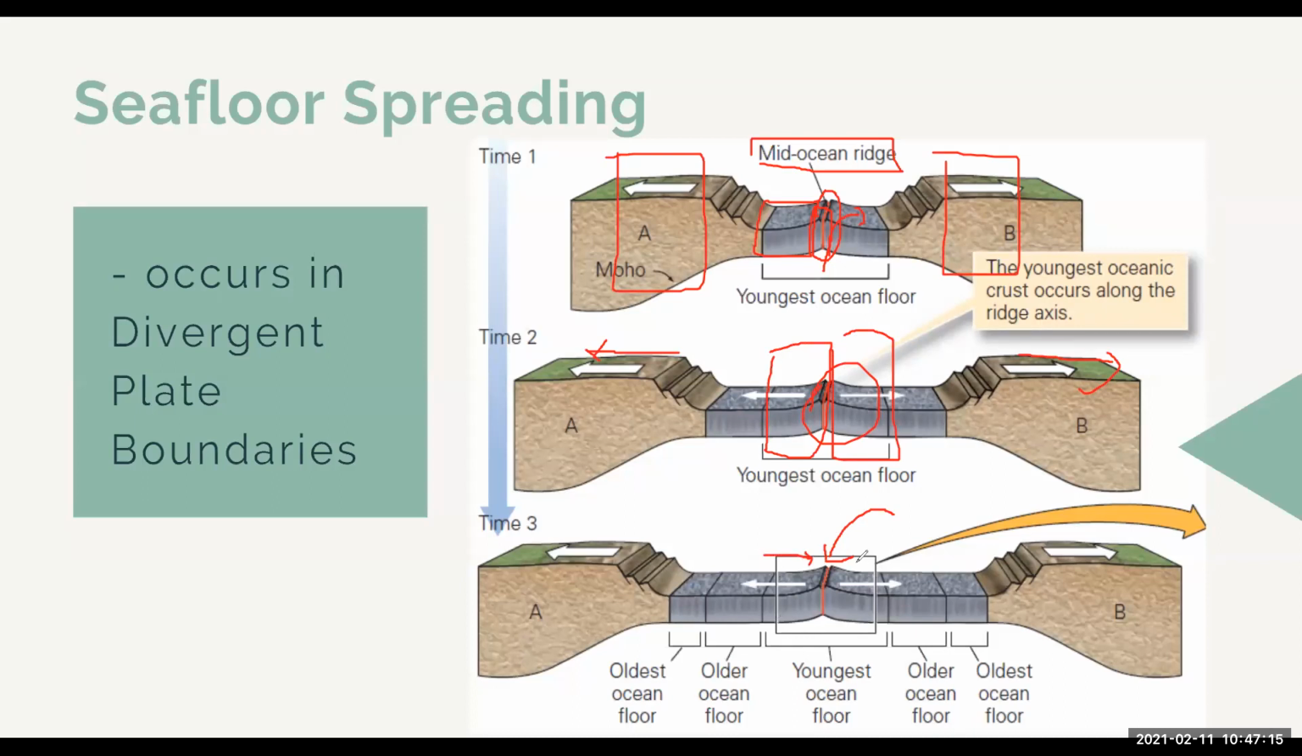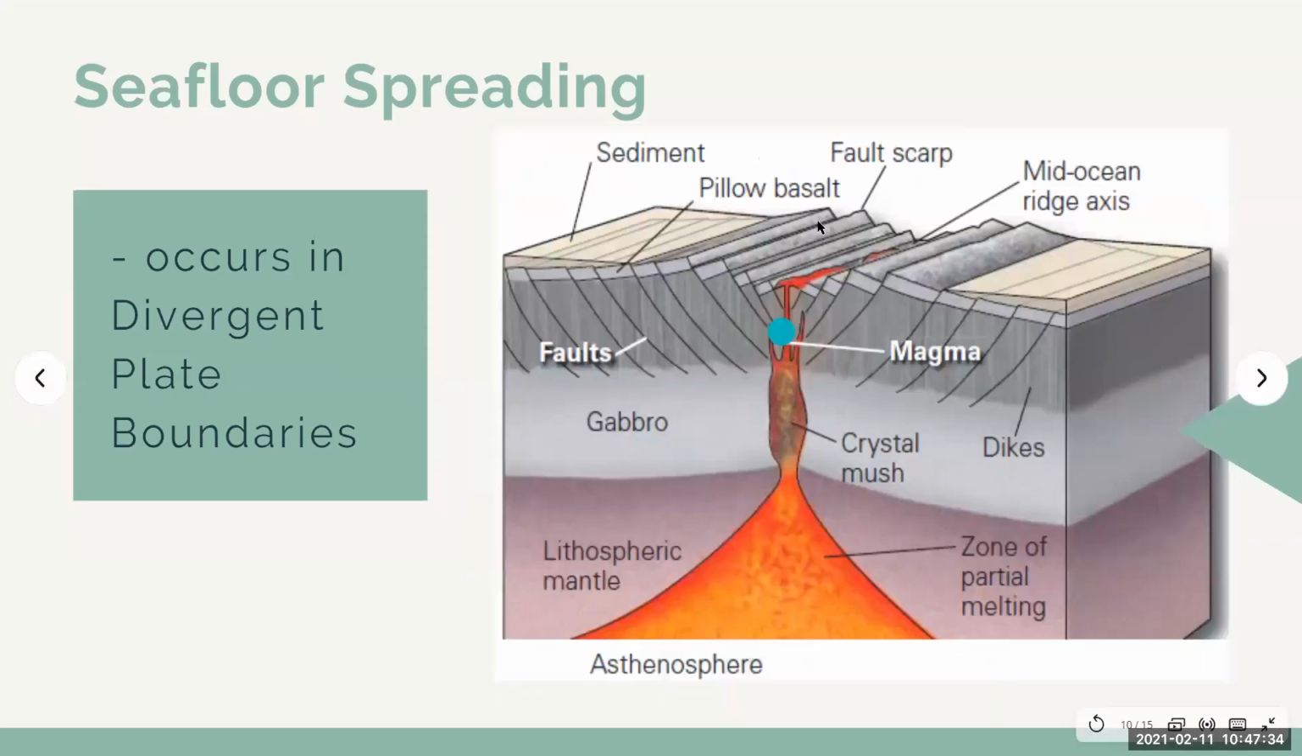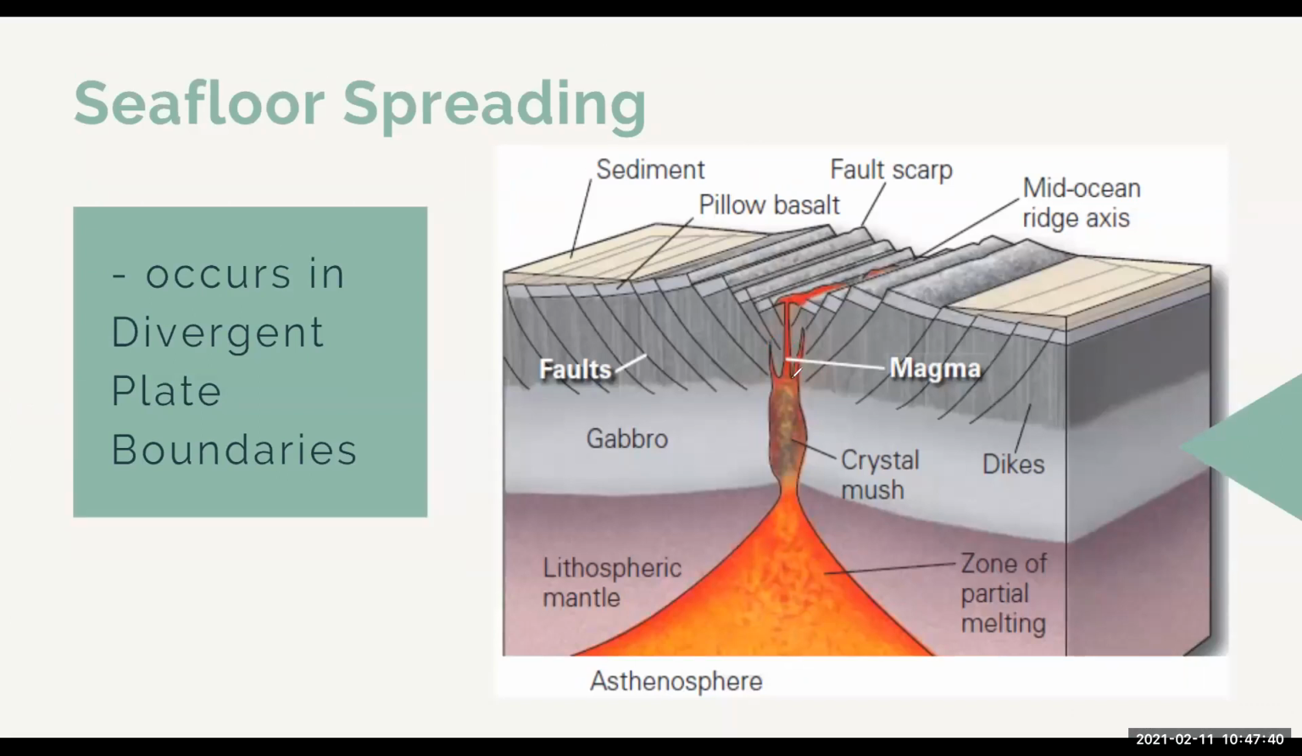Kasi yun yung kakalabas pa lang na material, kaka-cool down pa lang na material. As you move farther away from the mid-ocean ridge, your seafloor gets older. Okay? Mas tumatanda yung seafloor natin. Okay? So hopefully you understand that part. And here, the seafloor, yan, yung makikita nyo, the magma from the asthenosphere, di ba?